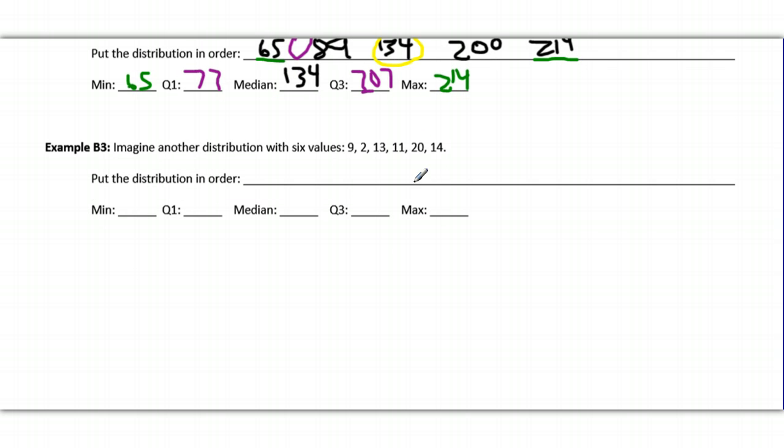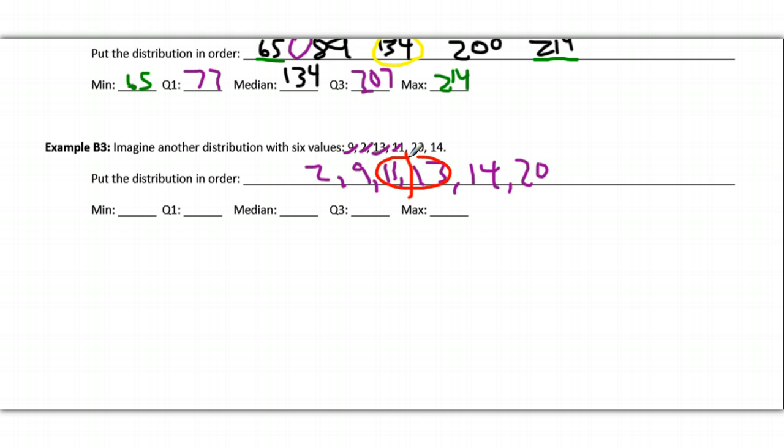Last example, we're given 6 numbers. We need to put them in order first. That's always our first step. So we have our 2, our 9, our 11, 13, and you can always cross these out as you go, and then our 14 and our 20. If you're going to put the distribution in order, first thing you're going to realize is that the middle does not exist. There are 3 numbers on bottom, 3 numbers on top, and the middle is kind of split.